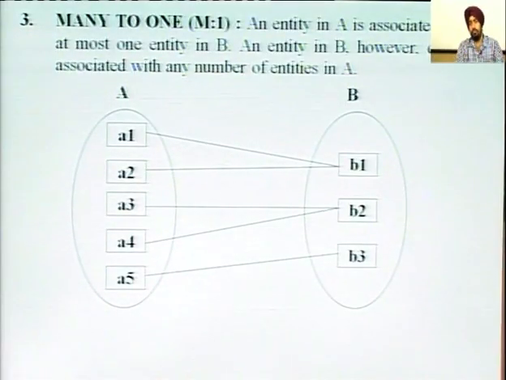Next one is many to one relationship. An entity in A is associated with at most one entity in B, and an entity in B however can be associated with any number of entities in A. There are two blocks A and B. Any number of entities in A may be associated with only one entity in B, but an entity in B however can be associated with more than one entity in A. This is many to one relationship.